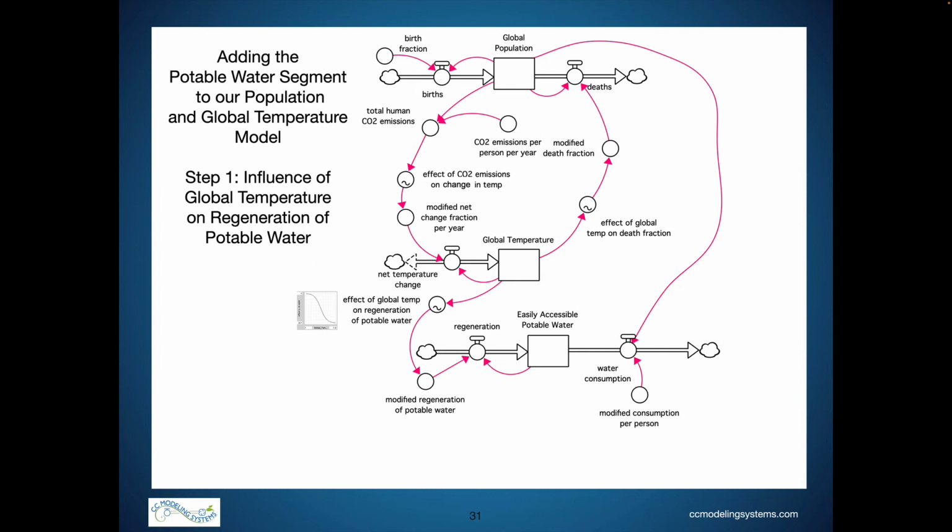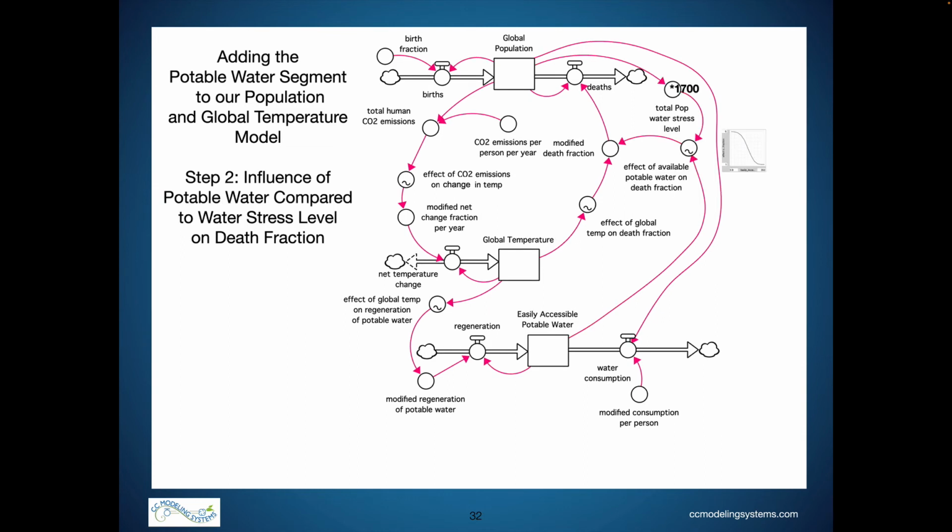Global population is connected to water consumption. Global temperature is compared to global temperature in 1950, and that ratio in a graphical converter modifies the regeneration of potable water. Higher global temperature reduces regeneration. There is a per capita water stress level below which normal daily living becomes negatively impacted. This value includes both human water consumption and water needed for agricultural and industrial use to support a person. The current easily accessible potable water level is compared to the total population water stress level. Based on that ratio, in a graphical converter, a multiplier is sent to the modified depletion fraction to change even more the depletion fraction based on the impact of the amount of easily accessible potable water that is available.